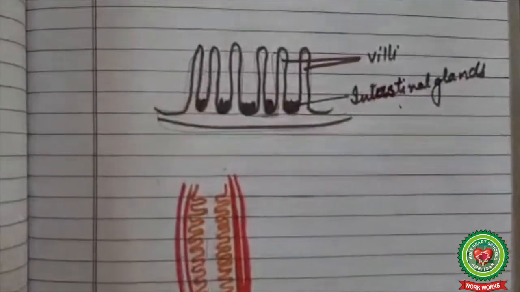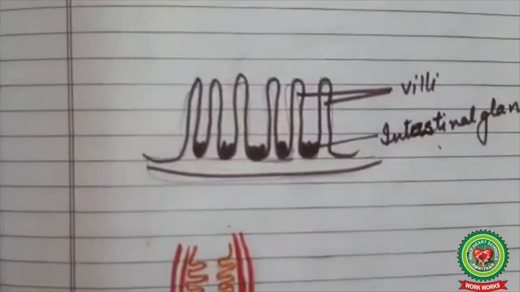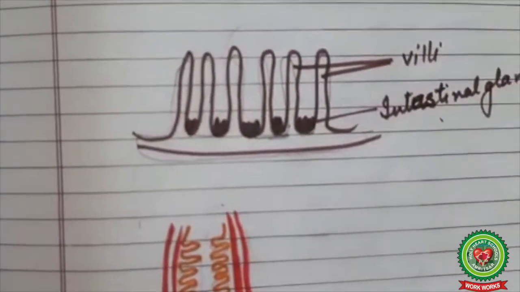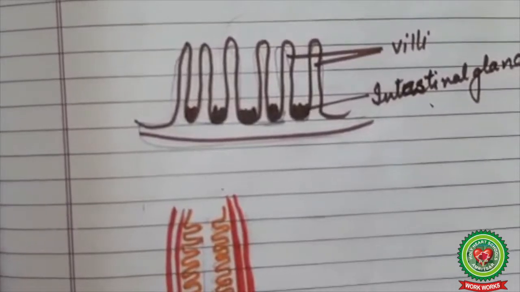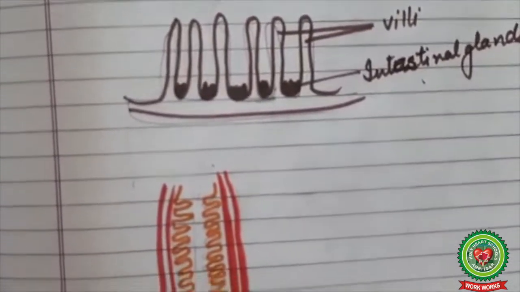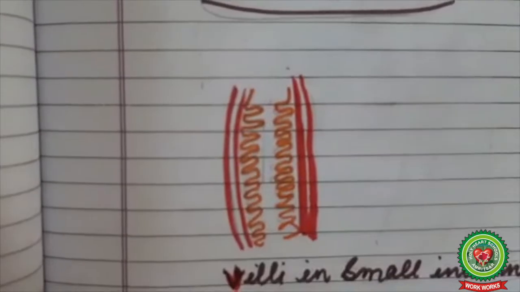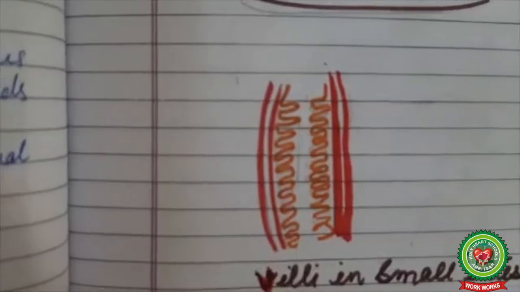Now look here. These finger-like structures are called villi. And at the base of these finger-like structures, the villi, there is a dark portion. These are called intestinal glands. So suppose this is the lining of the small intestine. In between there are numerous folds. These folds are called villi.